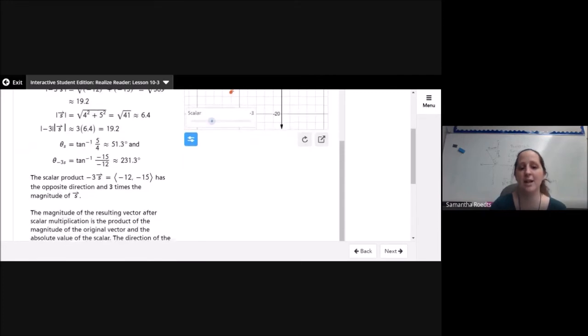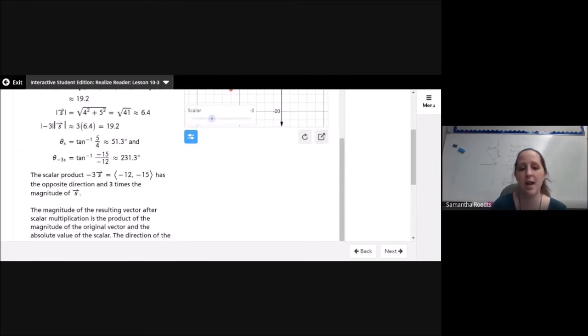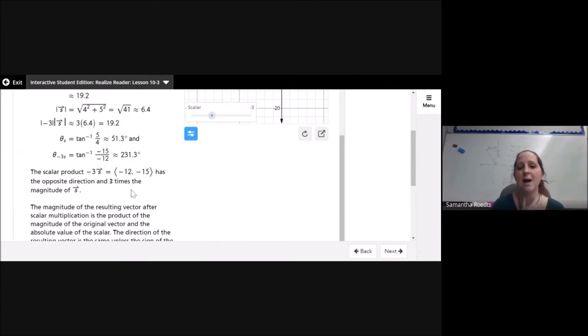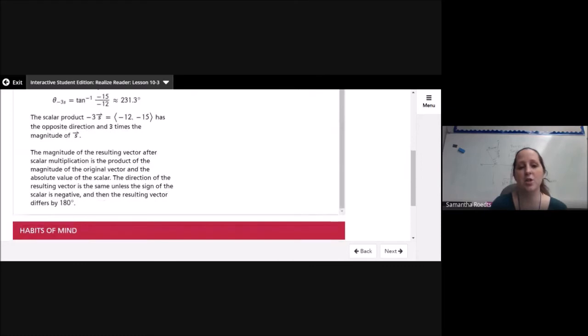So the scalar product -3 vector s equals -12, -15 has the opposite direction and 3 times the magnitude of the vector s. The original was 51.3. The new one is 231.3, just because it's going in the opposite direction. The magnitude of the resulting vector after scalar multiplication is the product of the magnitude of the original vector and the absolute value of the scalar. The direction of the resulting vector is the same unless the sign of the scalar is negative, and then the resulting vector differs by 180 degrees.